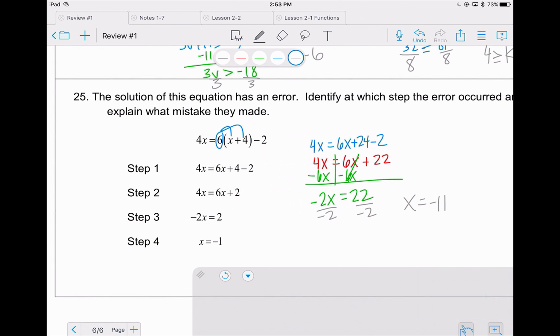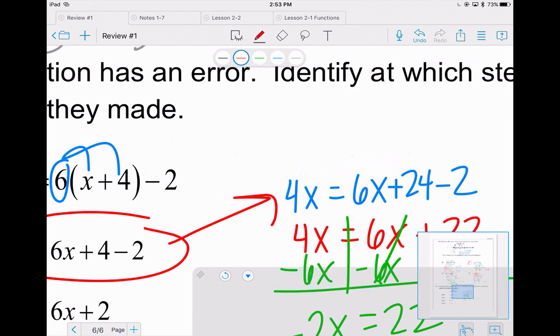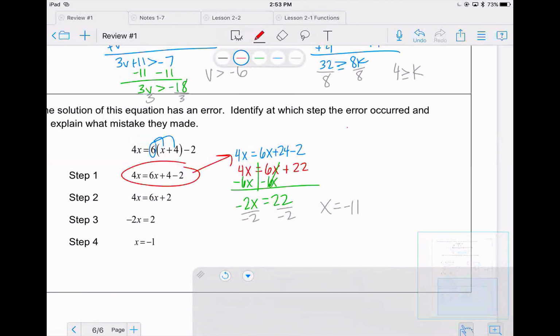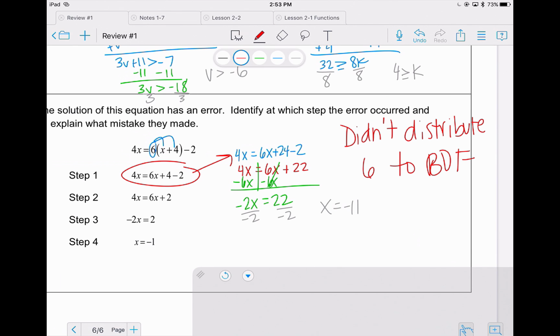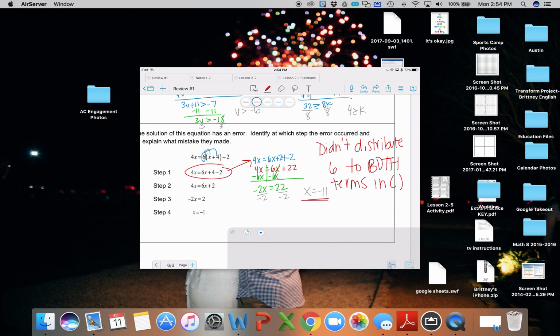Now in step 1, they don't have the same thing that I do here because they did not distribute 6 to both terms in the parentheses. And as you can see, x should equal negative 11. They wrote that it equals negative 1. So that does make a difference on your problem. So make sure that you distribute on that test.